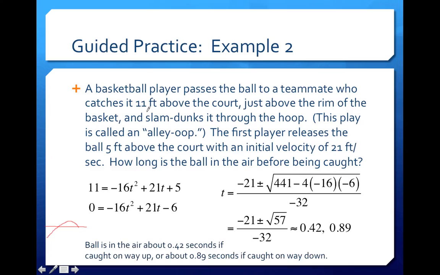So when they tell us that the teammate catches the ball at 11 feet above the court, they don't tell us whether he's catching it here when it's on its way up or here when it's on its way down. Both are possibilities. Both of these are positive answers that make complete sense, and so it just depends. And since we aren't told which one happens, probably you need to include both as your answer. So the ball is in the air 0.42 seconds if it's caught on the way up, or it would be about 0.89 seconds if he catches it on the way down.